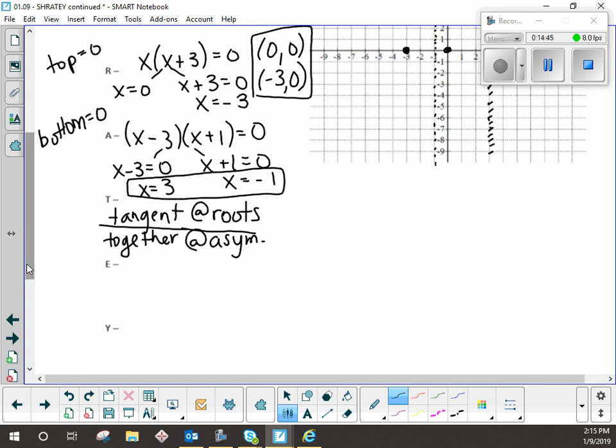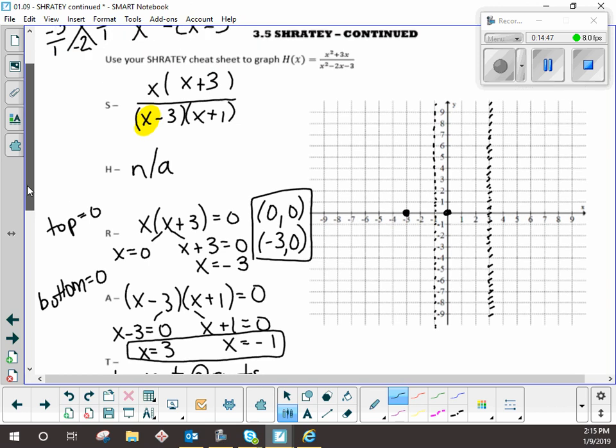Numerator, right? So I'm going to look at my factors in my numerator. I have two factors: x and x plus 3. Those give me two different roots. Is the x squared or to the 4th or to the 6th or anything even? No. So the root that gave me was 0. It's going to cross at that root.